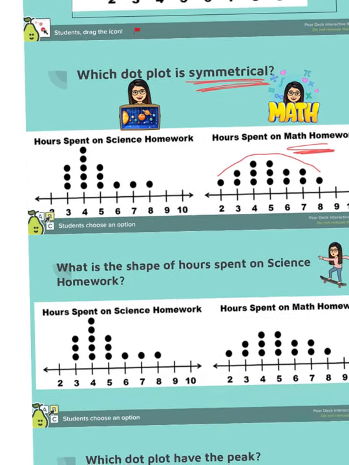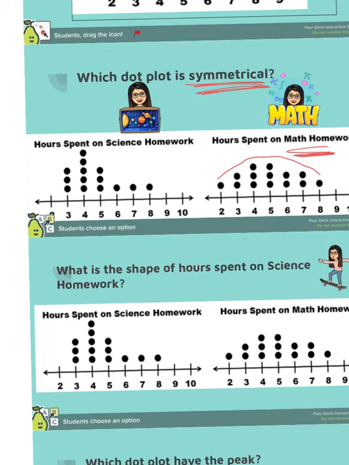Next question. What is the shape of the hours spent on science homework? So we're going to look at science homework, which is this dot plot right here. And we have the options: symmetrical, skew to the right and skew to the left. Pick the one that you think. So the answer for this question is the science homework. This shape is skewed right. Pick the one that's skewed to the right.